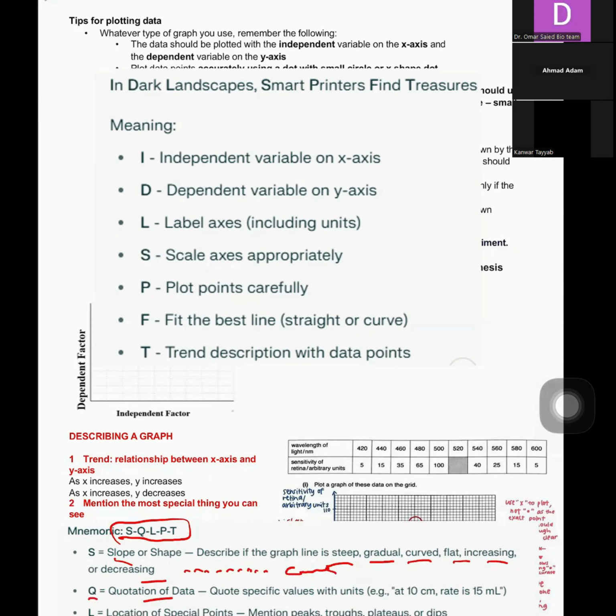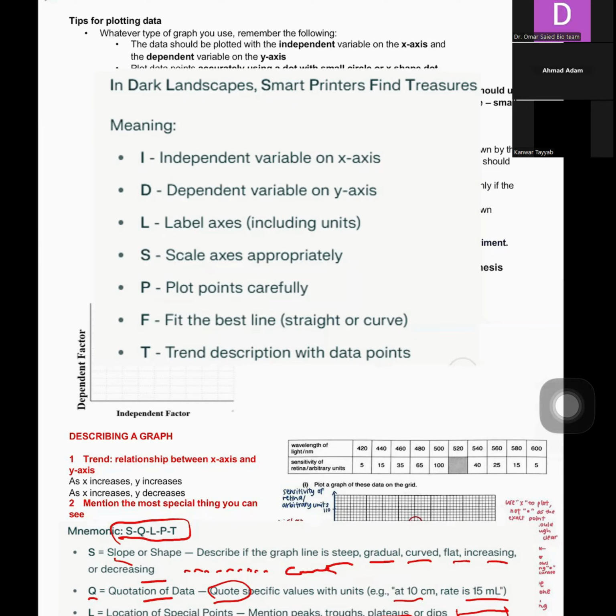Number two, you mention the quotation. The highest point was at 10 centimeter, the lowest point was, and so on. Number three, you mention the peaks, the minimum. The plateau started to be constant from this point to this point. Okay. Pattern. What does it mean? The steep slope, and so on. The trend as this increases, this decreases.